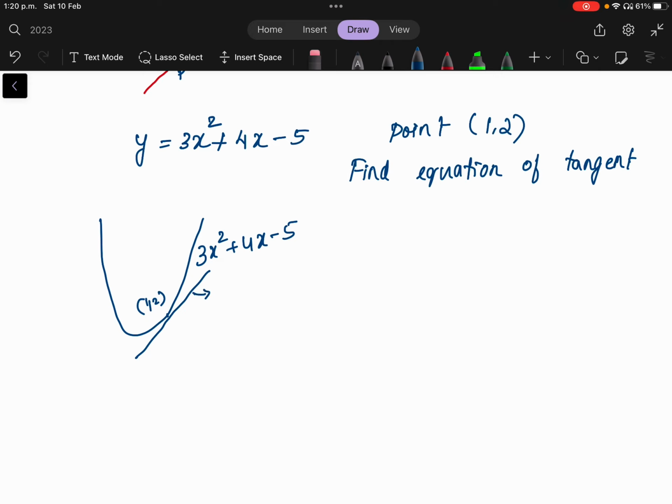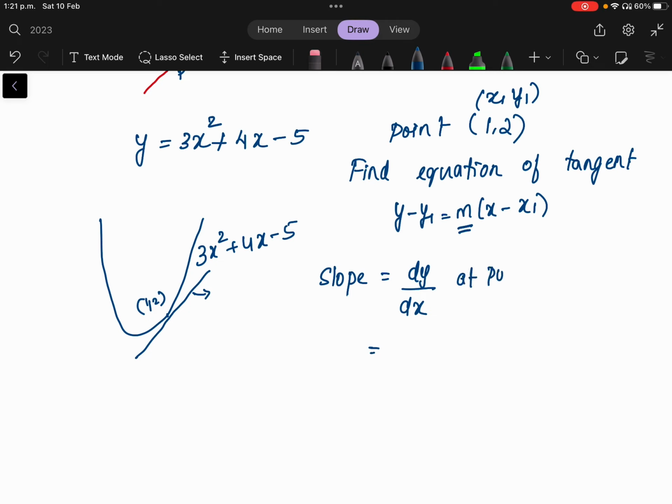To find the equation, we know we have the formula y minus y1 equal to m into x minus x1. You just need to remember that, because only then we will know what all to find out. In this, x1 and y1 are these 2 points. Now the only thing remaining is the slope. To find the slope, it is dy over dx at the point. That is important, because just dy by dx will not work. At the point you have to find it.